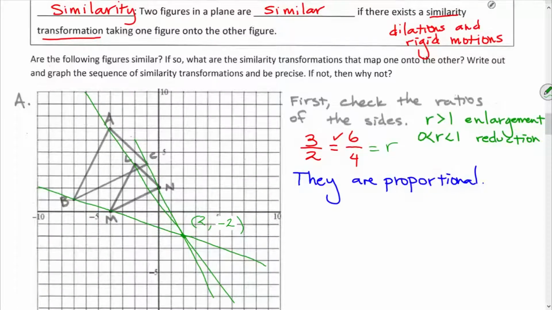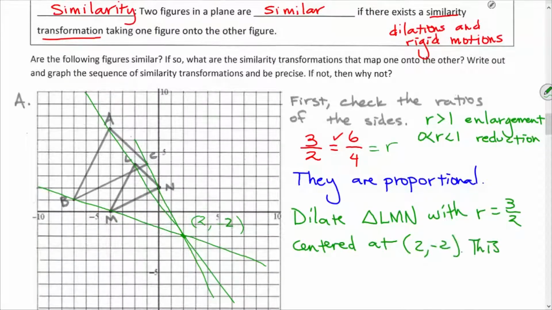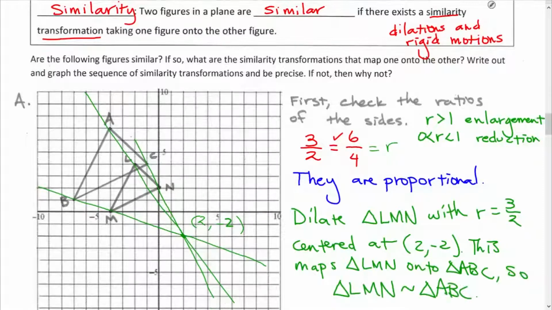If I wanted to go from big to small, like from triangle ABC to triangle LMN, then I'd have to use the scale factor of 2/3, or the reciprocal of the ratio that I had been finding. But I'm going to go from small to big and keep my scale factor as 3/2. So we're going to dilate triangle LMN with a scale factor of 3/2 centered at (2, -2), and this maps triangle LMN onto triangle ABC using similarity transformations. And so triangle LMN is similar to triangle ABC.